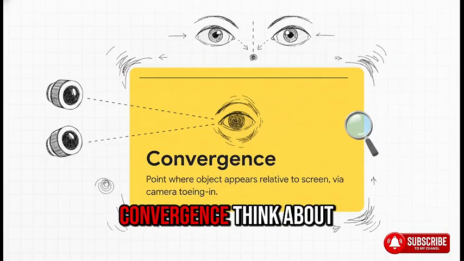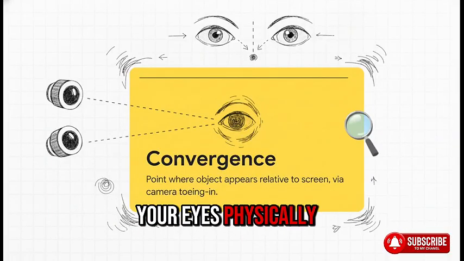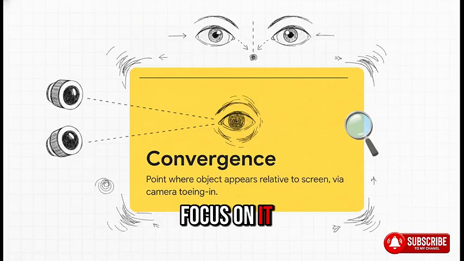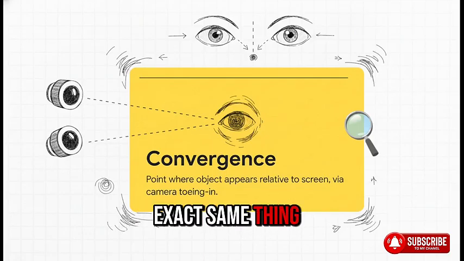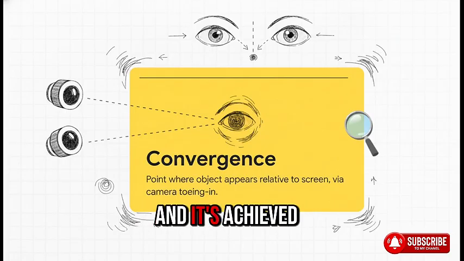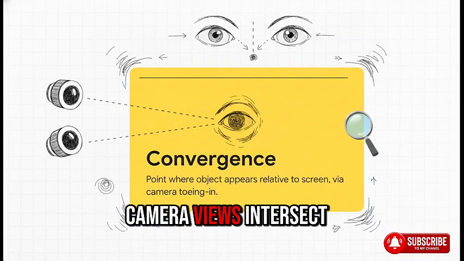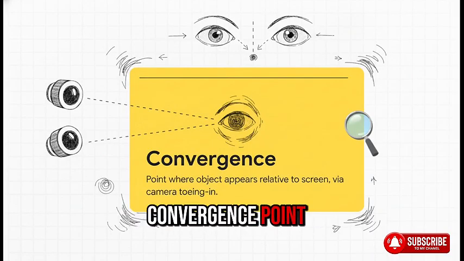Next up is convergence. Think about when you look at an object really close to your face, your eyes physically turn inward to focus on it. Cameras do the exact same thing. Convergence dictates where an object sits relative to the screen, and it's achieved by slightly toeing in or angling the camera lenses toward a specific point. Wherever those two camera views intersect, that is your convergence point.